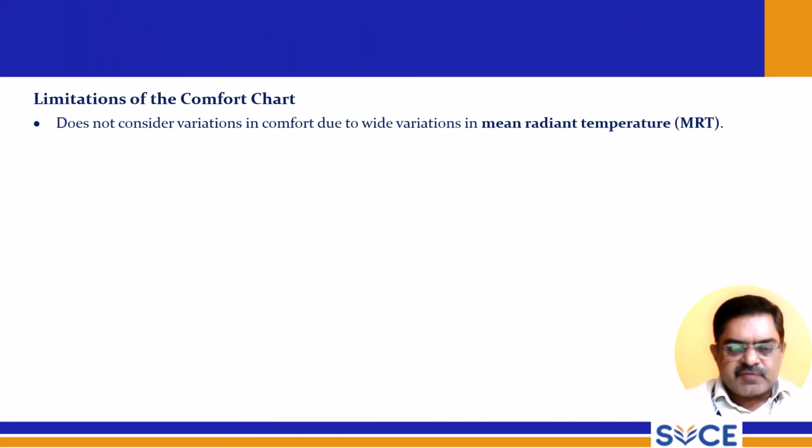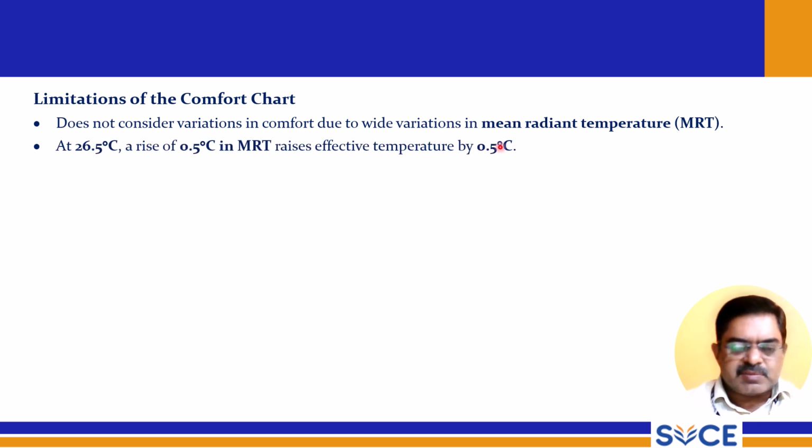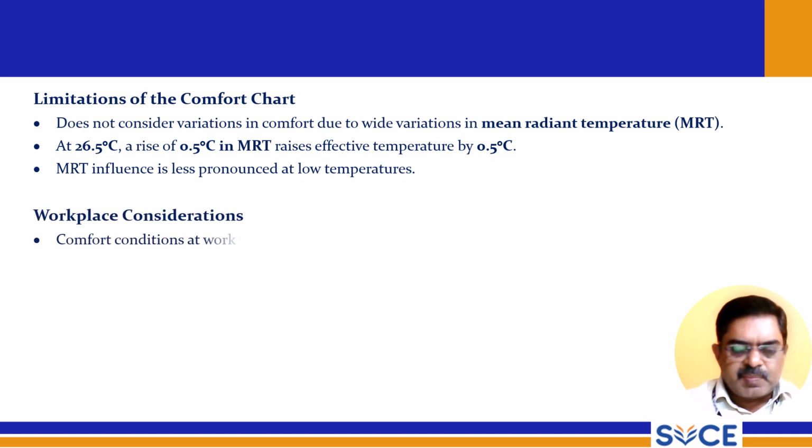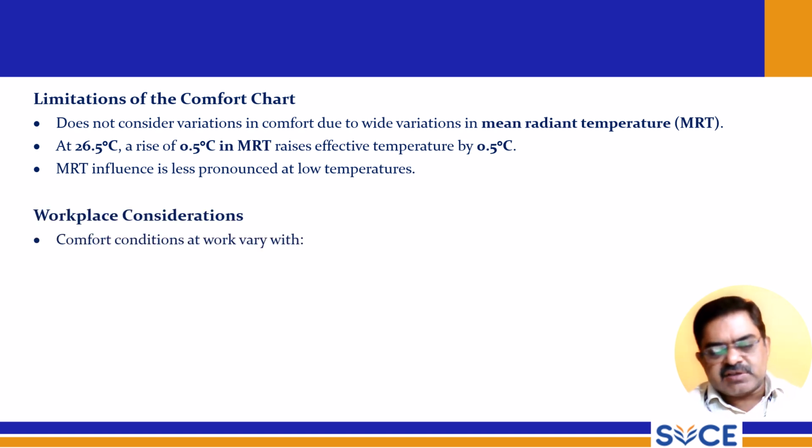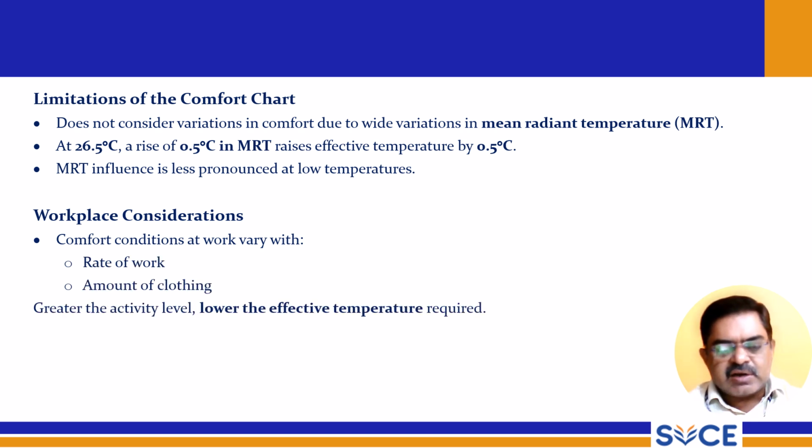Limitations of the comfort chart: it does not consider variations in comfort due to wide variations of mean radiant temperature, that is MRT. At 26.5 degrees Celsius, a rise of 0.5 degrees Celsius in MRT raises the effective temperature by 0.5 degrees Celsius. So MRT influence is less pronounced at low temperatures. Workplace considerations: comfort conditions at work vary with rate of work and amount of clothing, and the greater the activity level, the lower the effective temperature required.